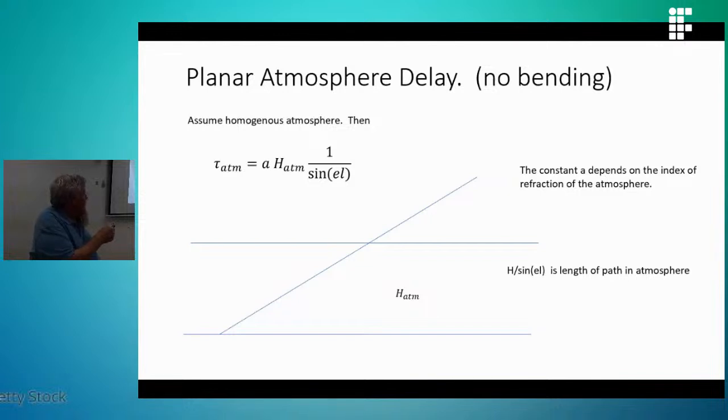So the atmosphere delay should be equal to the height of the atmosphere times some constant A there. So the important parts here are, roughly it goes like 1 over sine L, so that at lower elevations it gets much bigger, and at higher elevations it gets much less.